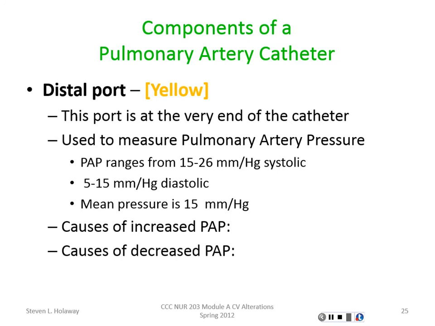Causes of increase of pulmonary artery pressure are left-sided heart failure, mitral stenosis and mitral insufficiency, and pericardial tamponade. All of those can be causes of an increased pulmonary artery pressure. Now, most of the time when we're doing these pressures, we're not looking at one point in time. We're trending these values. We're trying to see, are they going up, are they going down, or are they staying stable? A decrease in the pulmonary artery pressure can be from decreased circulating volume.